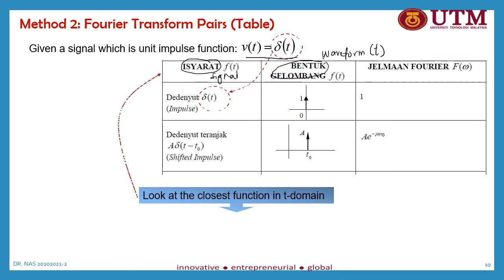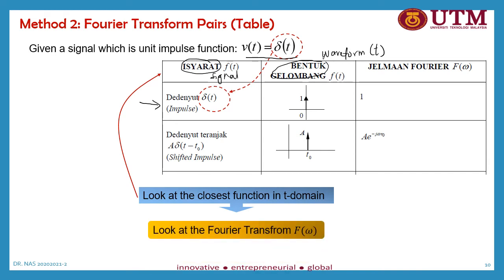So in this case, you'll notice that the time domain signal is the impulse function. So this is the impulse function. Next, you need to refer to the third column that represents the Fourier transform of the signal in t. So the Fourier transform is 1. Okay, jelmaan Fourier meaning this is the Fourier transform.